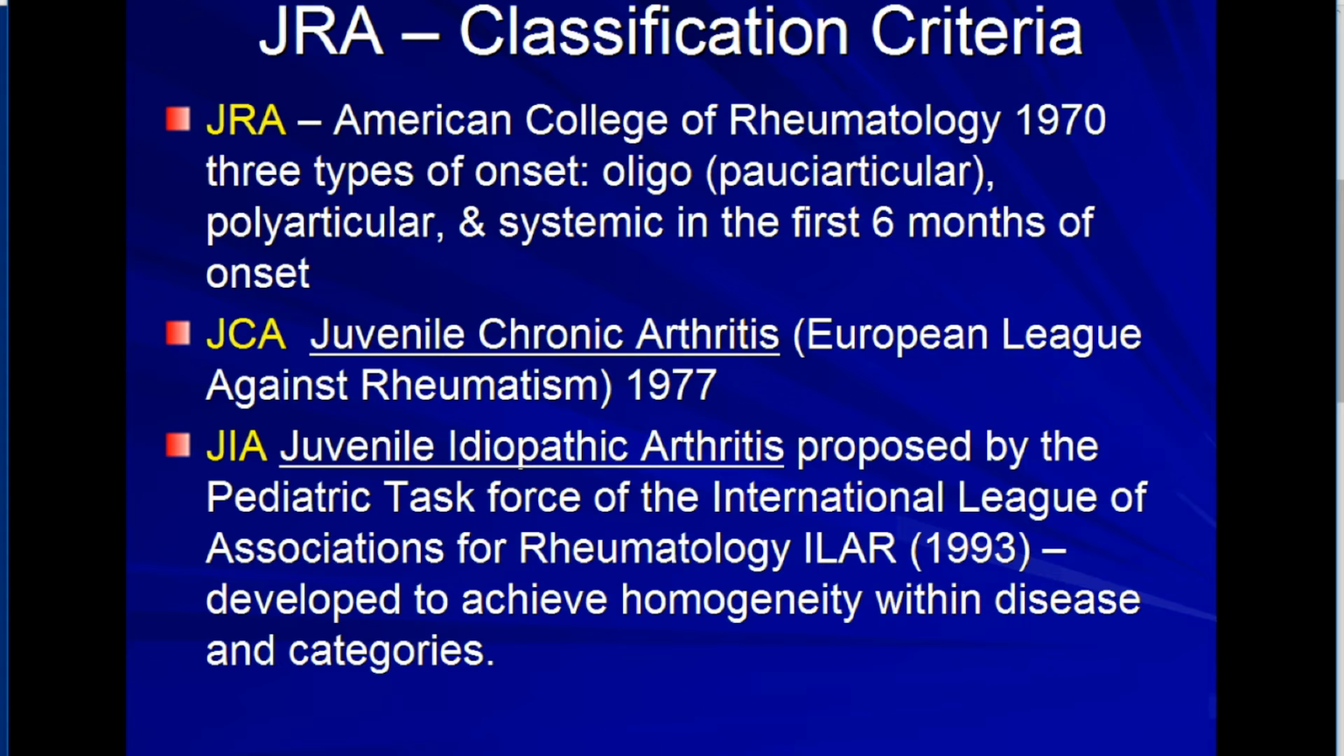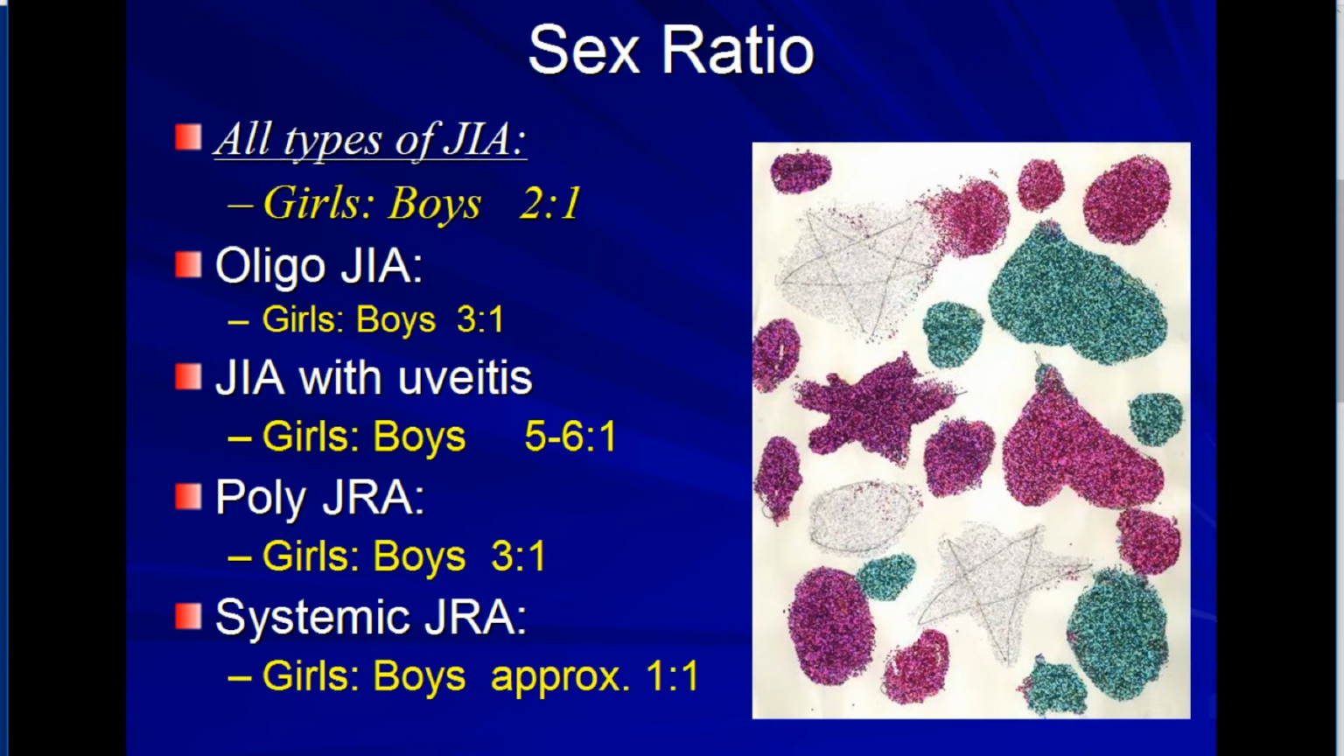So the classification criteria for JRA was the American College of Rheumatology classification from the 1970s. So there were 3 types, and basically they determined them by onset. So oligo, which was pauciarticular, poly, and then systemic. And so that was based on the first 6 months of your disease, kind of how many joints were involved. And then the Europeans called it juvenile chronic arthritis, and then they tried to bring these together in the early 90s to call it juvenile idiopathic arthritis. And this is what's more commonly used as a term now.